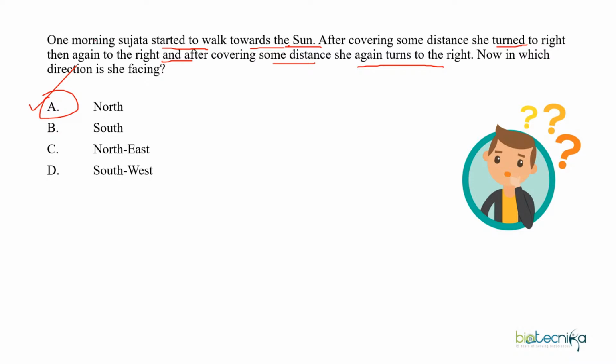ओके. Now towards sun जा रही है जो कि ईस्ट में होता है, सो she is going in this direction. ओके. After covering some distance she turns to right, मतलब यहां से वो राइट घूमी. Then after covering some distance she again turns to right, फिर से राइट घूमी, फिर लास्ट में फाइनली she is facing right. दैट मीन्स वो नॉर्थ की तरफ खड़ी है अभी. ओके. सो ये वाला पार्ट, Sujata started walking toward sun, मतलब वो ईस्ट के डायरेक्शन में जा रही है क्योंकि सनराइज ईस्ट में होता है. ओके.